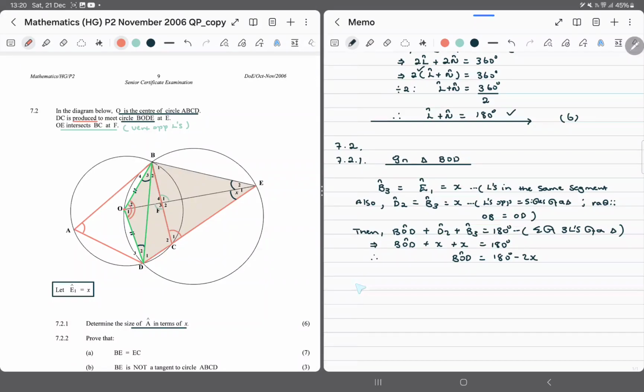We can say, however, we understand that 2 times angle A is going to be equal to angle BOD. Why is that? We know that angle at center equals 2 times angle at circle.